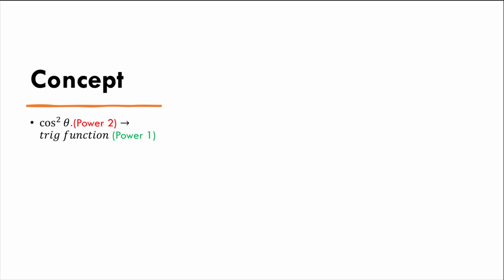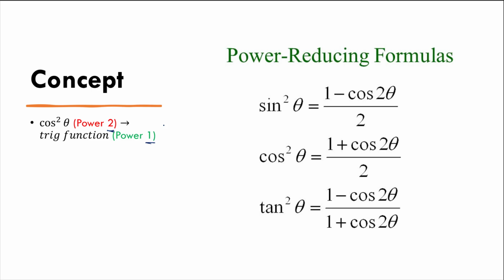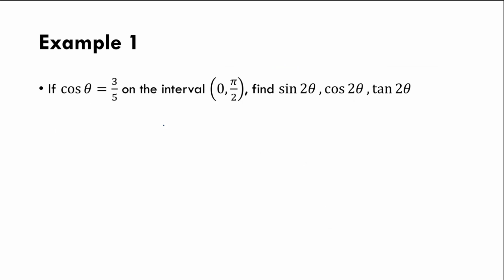Our other concept is power reducing formulas. They're called that because we take a trigonometric function, say cosine squared theta, which has a power of 2. These power reducing formulas change this trigonometric function with the power of 2 into some other trigonometric function with the power of 1. That can be very helpful in some calculus applications. I'll go ahead and put those up. Make sure we write these down in our notes, and let's get into some examples.